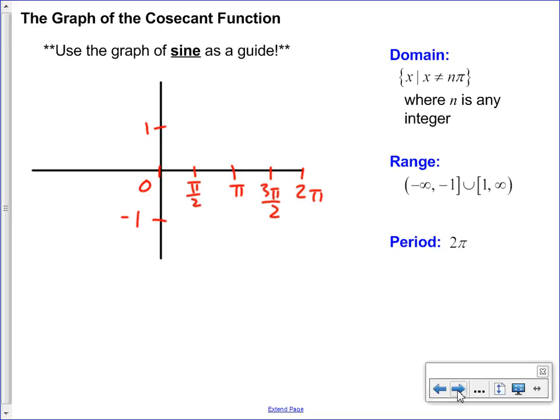Okay, here we go. Colored pencil time. Sine goes 0, 1, 0, negative 1, 0. So, ghost function. Ghost function. Just in time for Halloween, man, let me tell you. My timing is amazing.